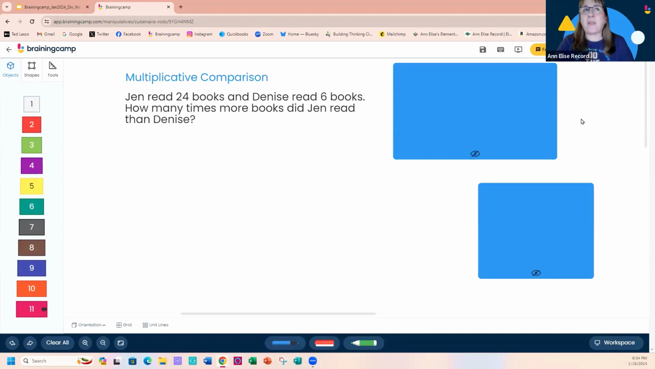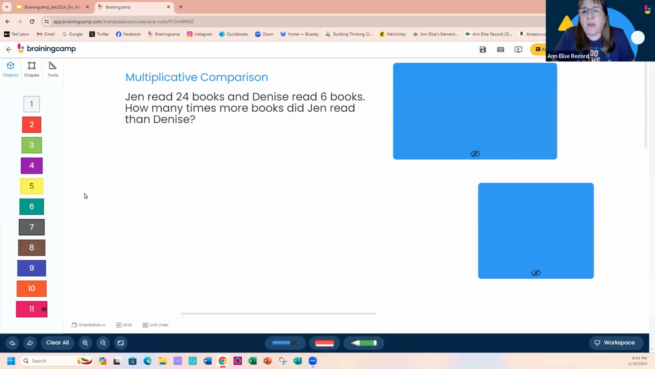So Jen read 24 books and Denise read 6 books. How many times more books did Jen read than Denise? Now you notice I'm in Cuisenaire rods. They are my favorite manipulative. They are the key, I think, to help move our students from counting into additive reasoning and additive into multiplicative reasoning, and then into proportional as well in the grades 6 to 8 world.